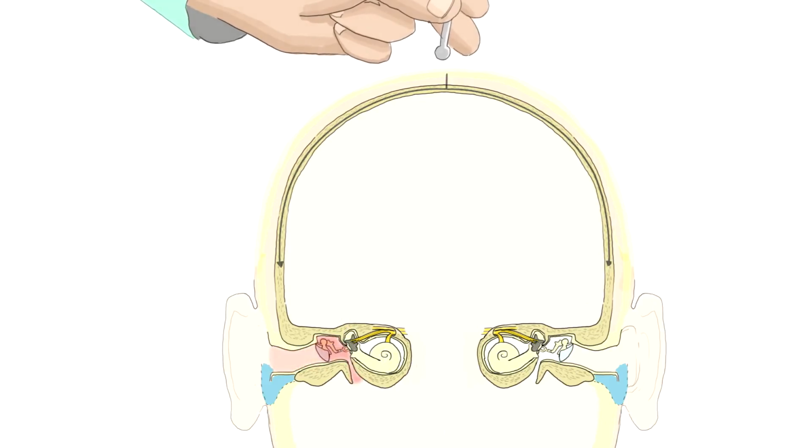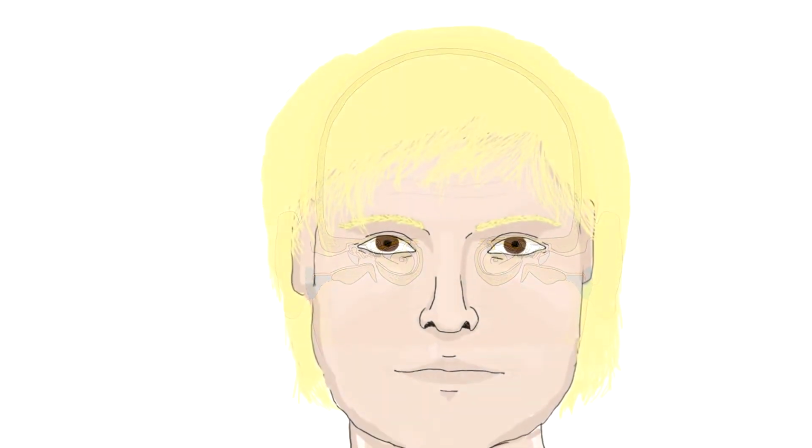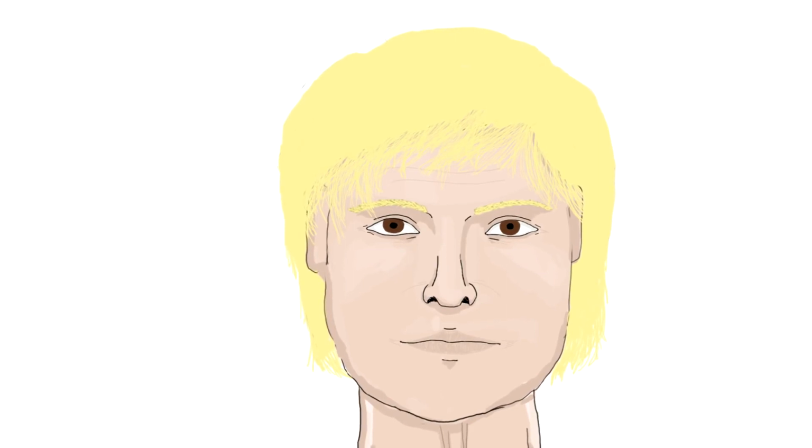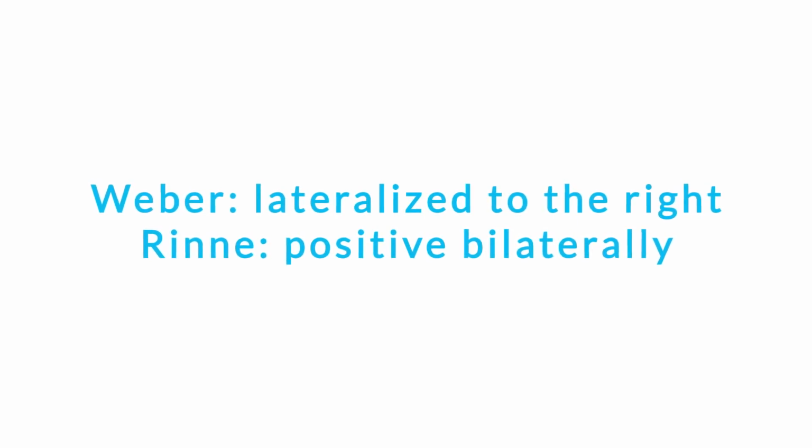Differentiating between sensorineural and conductive hearing loss is only possible by interpreting results from both the Rinne and Weber test. To illustrate, the following test results show the clinically relevant constellations. Weber, lateralized to the right. Rinne, positive bilaterally.